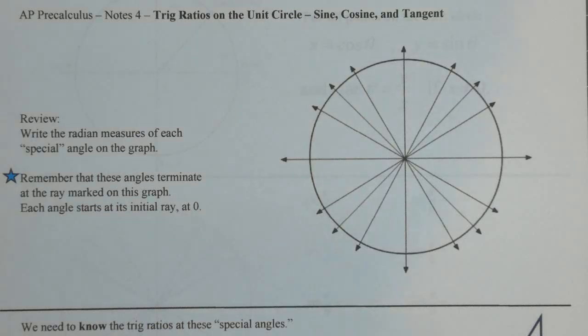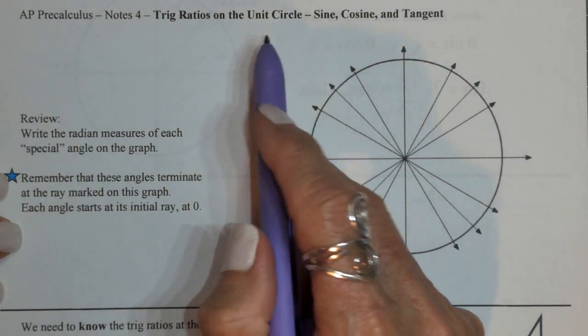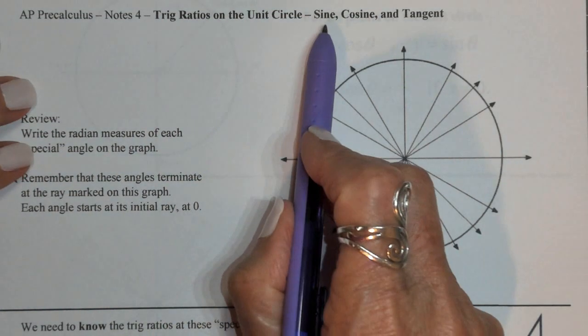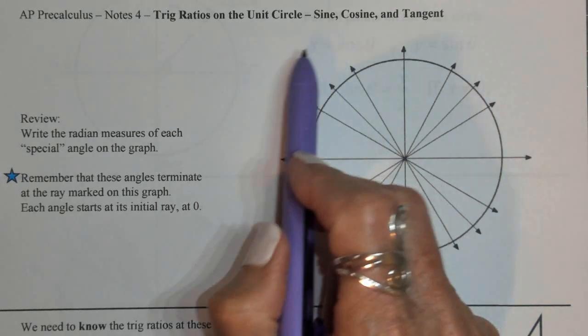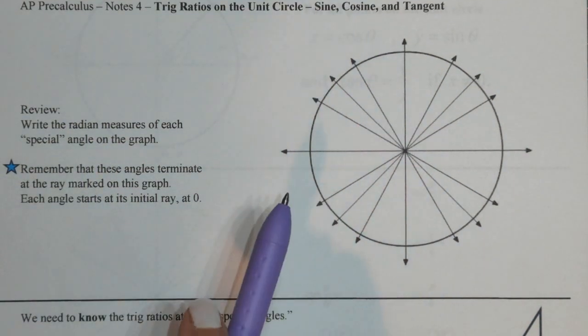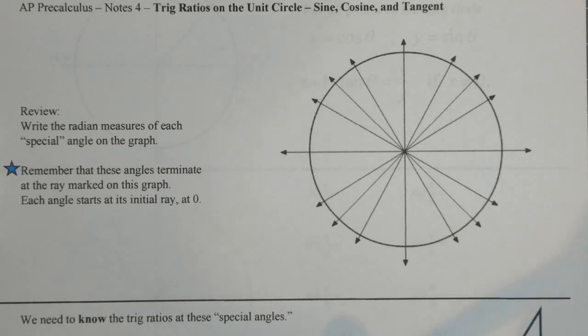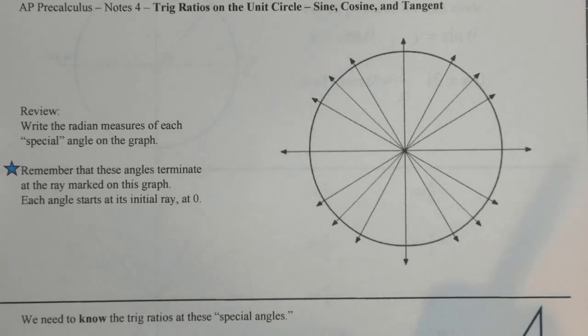Today we're talking about trig ratios on the unit circle. We're going to be talking about all of them, but we're focusing on sine, cosine, and tangent. Okay? So, before I go any further, this is one of the most important lessons of probably the entire year. Definitely of our study of trigonometry. Okay? So, this is a big one for us.